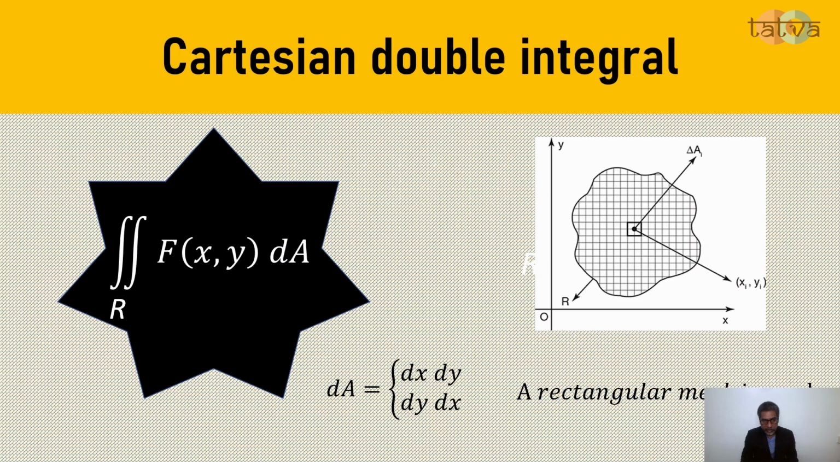Now, this is how a Cartesian double integral looks like. Double integral f of x y dA over R. R is called the region of integration, and that dA is either dx dy or dy dx, because in the Cartesian case, the region is divided into a rectangular mesh. A rectangular mesh is obtained by using vertical and horizontal lines. And obviously, if you take a small element of this grid, it's a rectangle. Let us say the width is dx and the height is dy. Then area of a rectangle is length times width. So it can be dx dy or dy dx.